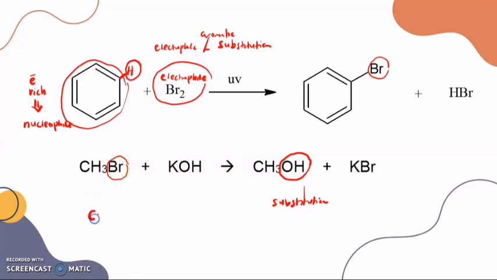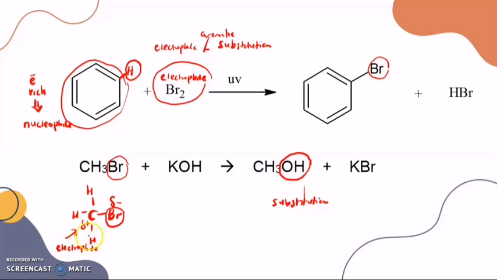Bromine is attached to carbon, and we know that bromine is more electronegative than carbon, which makes bromine partially negative and this carbon partially positive. The reaction occurs at this carbon, as bromine goes out and OH comes in. So, this carbon being partially positive means that this carbon acts as an electrophile.